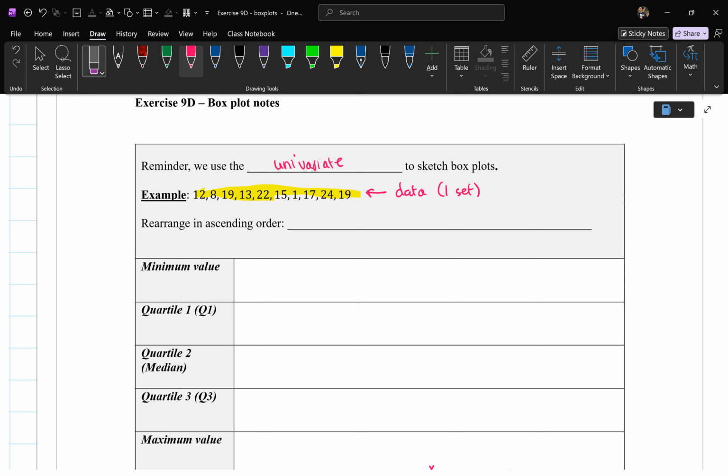That's what it means to sketch box plots. In order to do that, you do need to rearrange your data in ascending order, meaning smallest to largest. If you're using a CAS, you don't need to actually do it. If you're not using a CAS, then you'll have to order it by hand. But we're going to do it on a CAS.